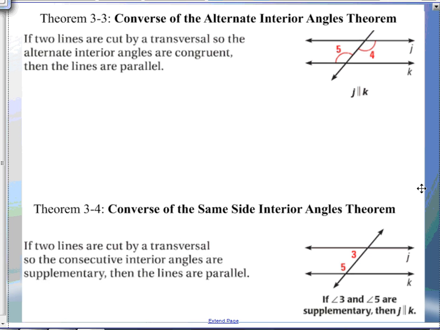All right, so while you're working through some of the proofs that we're going to be doing tomorrow, make sure that you keep these two theorems and two postulates in mind while we're working through these, and keep them on your radar. All right?